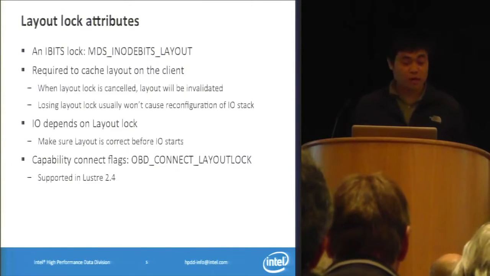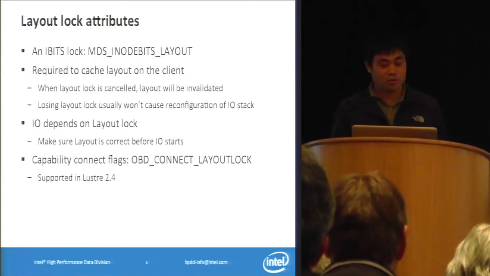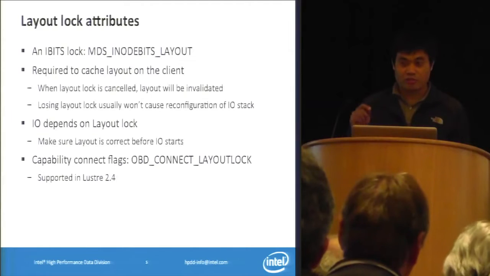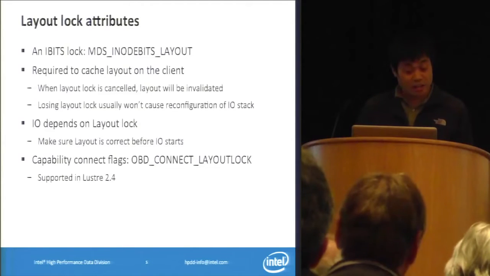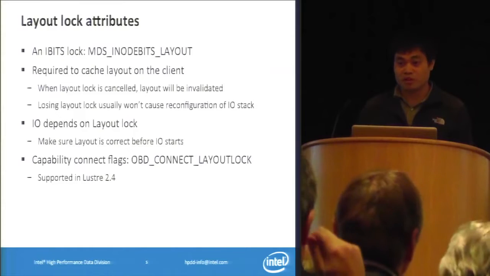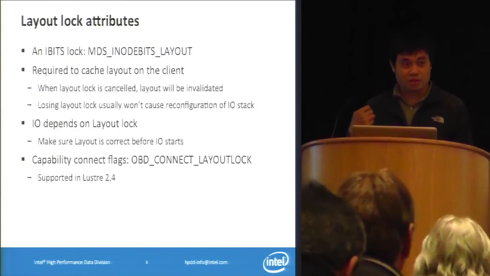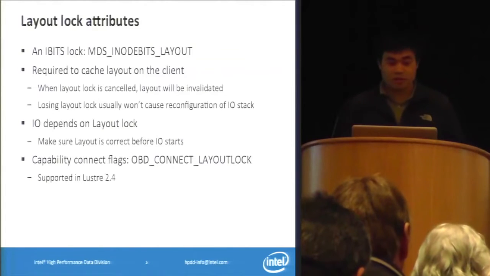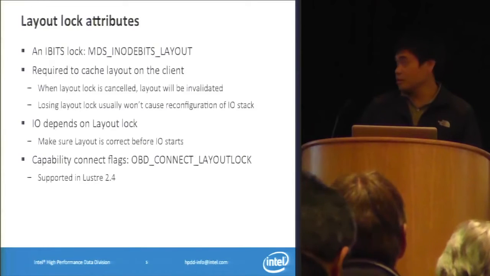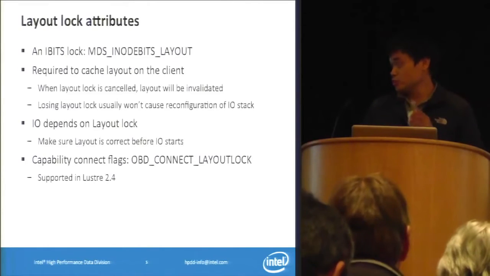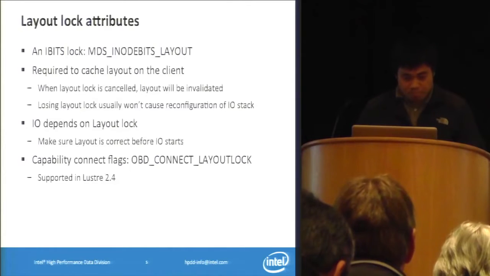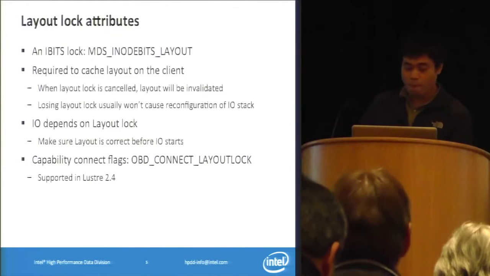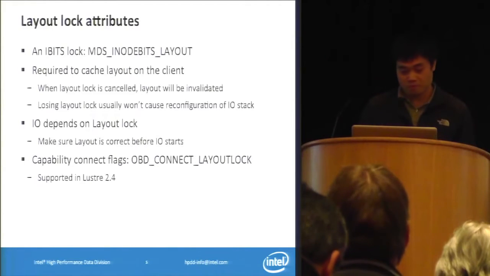So right now, I/O will depend on a layout lock. That means before each I/O starts, we have to check if the cached layout is correct on the client side. If not, we are going to talk to the MDT and fetch the up-to-date layout. Also, a compatibility connect flag is worked out to address the compatibility issue. Layout lock will be supported in Lustre 2.4, which will be released soon.